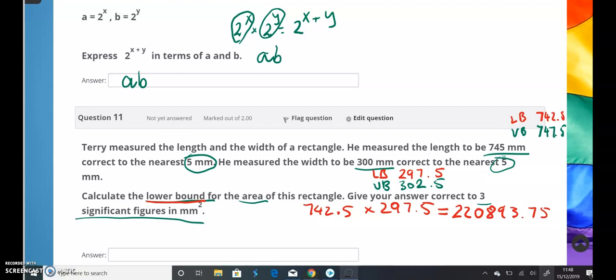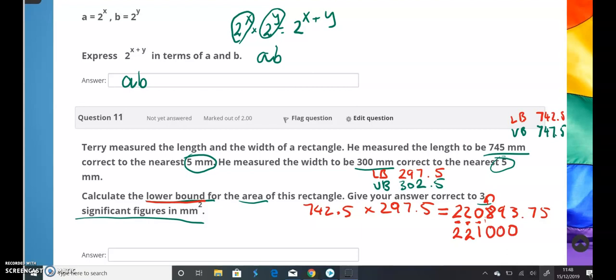220,893.75. We're going to have to round the answer to 3 significant figures. So the digits with the highest value are the 2, 2 and 0 there. So we're going to have to stop here. The 8 determines what happens to the 0. Does it stay as a 0 or does it become a 1? And it is higher than 5, so we're going to make this a 1.